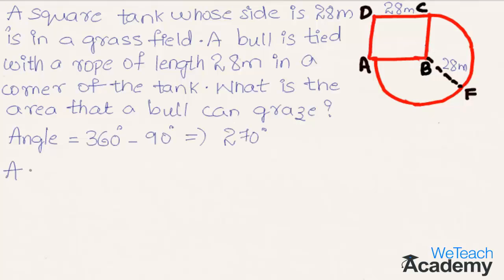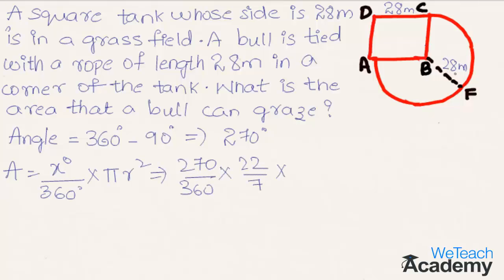So we already know that area of a sector is given by the formula x degrees by 360 degrees into pi r square. So by substituting the given values, we get 270 divided by 360 into 22 by 7 into the r square. That's nothing but the value of BF, 28 into 28. So now let us simplify this. And here 7 one time is 7 and 7 4 times is 28. Here 90 times 3 is 270 and 90 times 4 is 360.